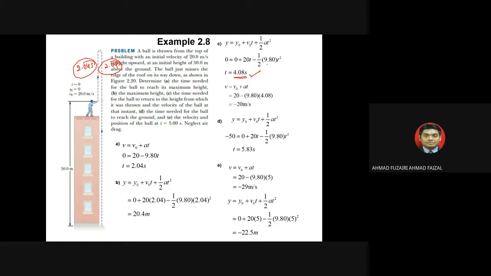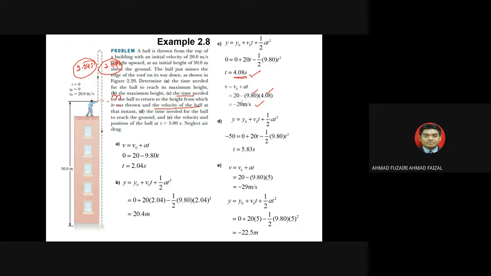Okay. And then at part C, okay, ada dua soalan dekat situ. The time needed and also the velocity of the ball at that instant. So the velocity, now you use this equation, 20 for the initial velocity, 9.8 as the acceleration, and time 4.08. Now look at how they write down the answers. The final velocity at this point will be negative 20 meter per second. Look at how they write down the answers with the negative. That means the velocity now is negative.